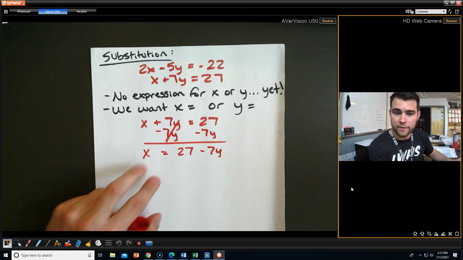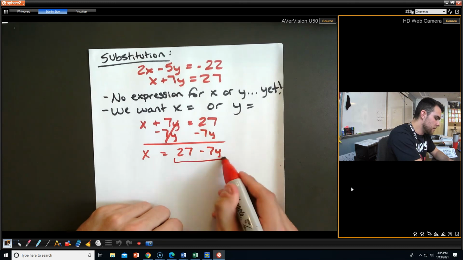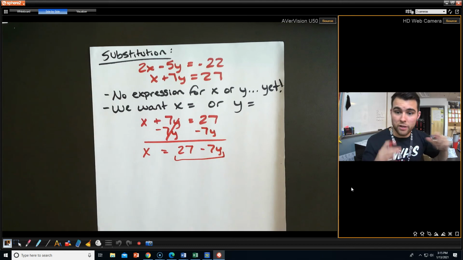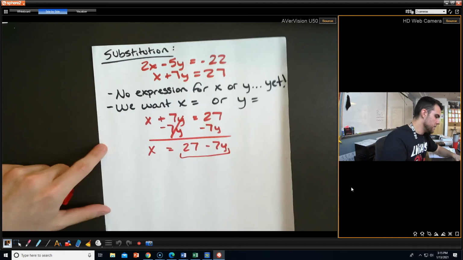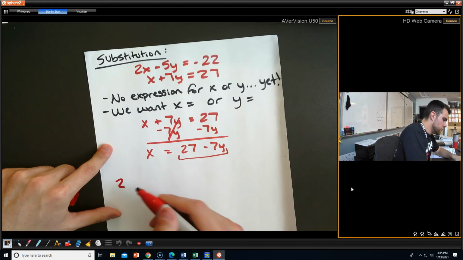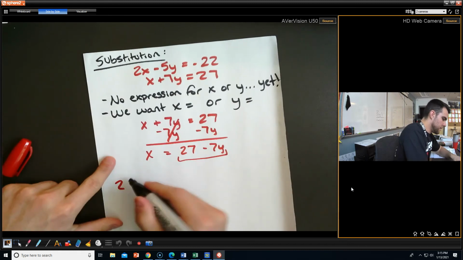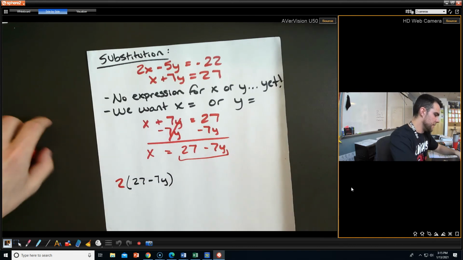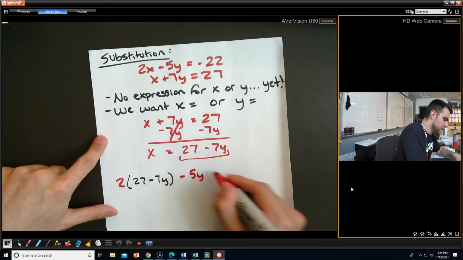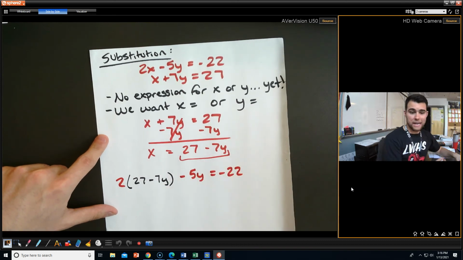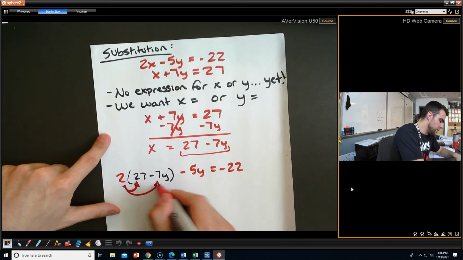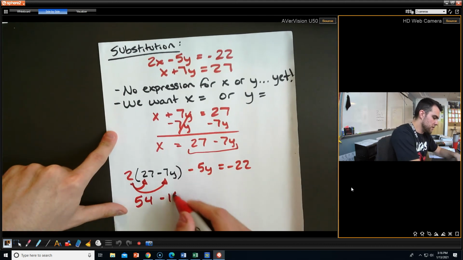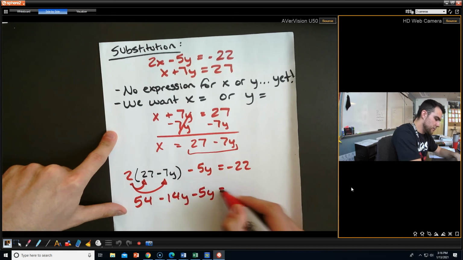Now I have something where it's x equals, right? Now I can plug that expression in for x into the other equation, okay? And we're going to plug in the entire thing. So let's do that now. So now we have 2, and instead of x, we have the quantity 27 minus 7y, and then that's going to be minus 5y equals negative 22. Now let's distribute this 2 because it's outside the parentheses like that. And so we end up getting 54 minus 14y minus 5y equals negative 22.